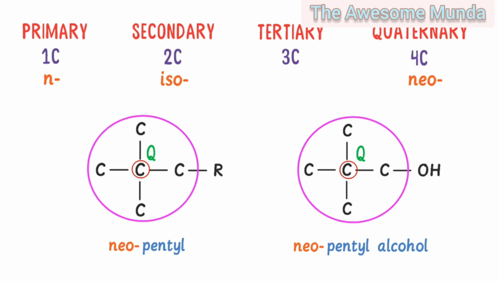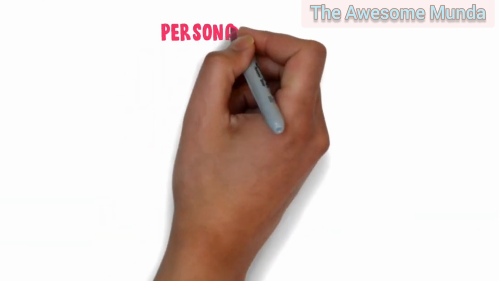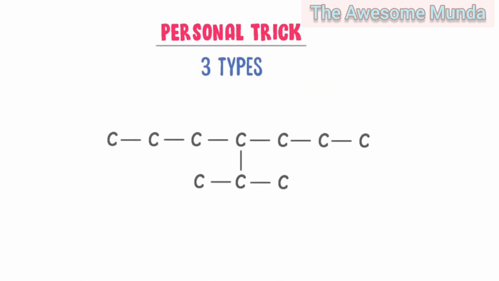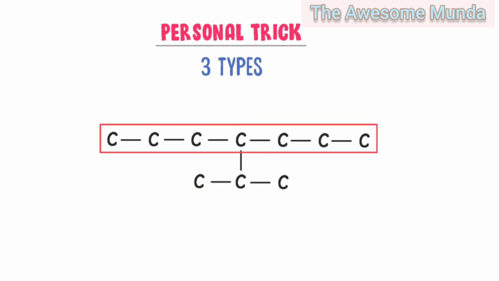Lastly, let me teach you my personal trick of common naming 3 types of organic compounds. For example, consider this organic compound. As we learned in the previous lectures about locating the father chain and the son. So here 1, 2, 3, 4, 5, 6, 7. There are 7 carbons present in this chain. It is the father chain and this is his son.